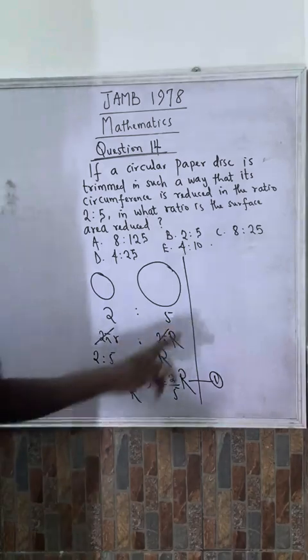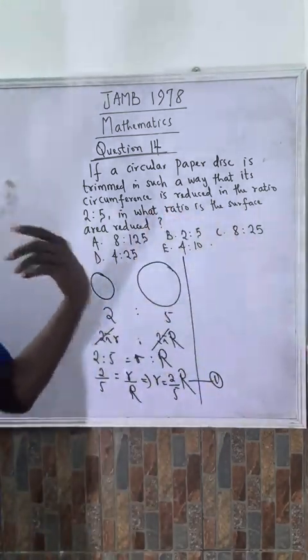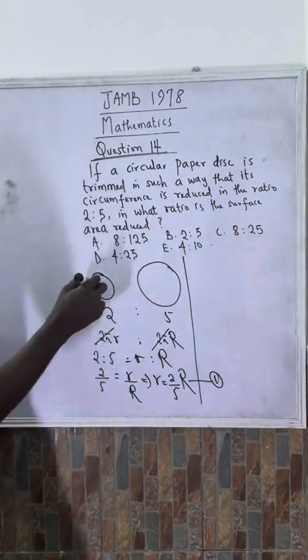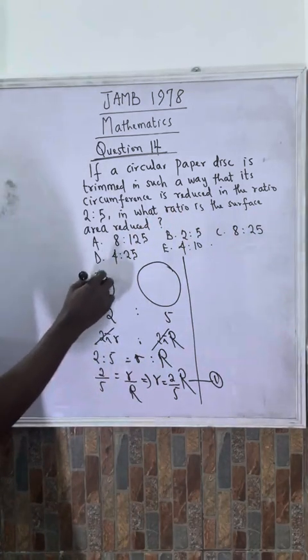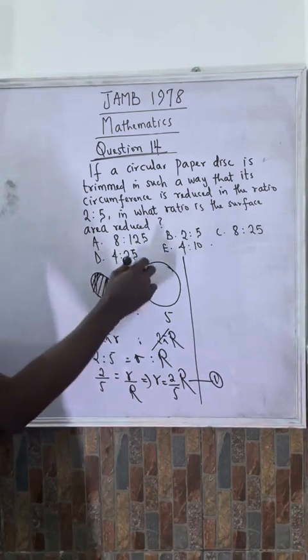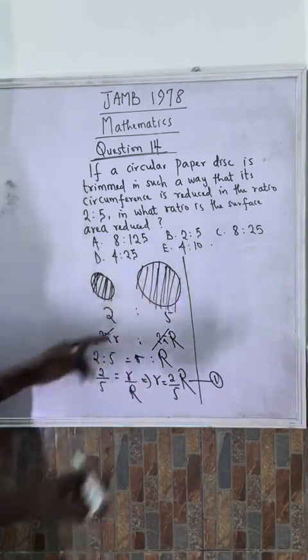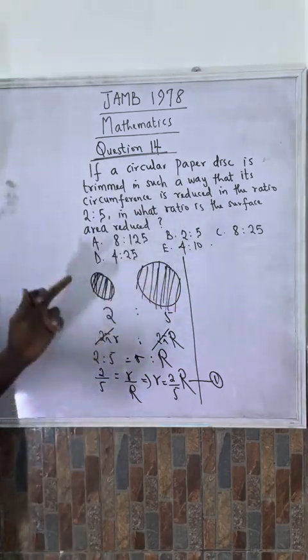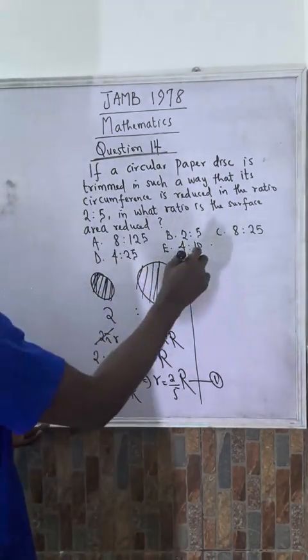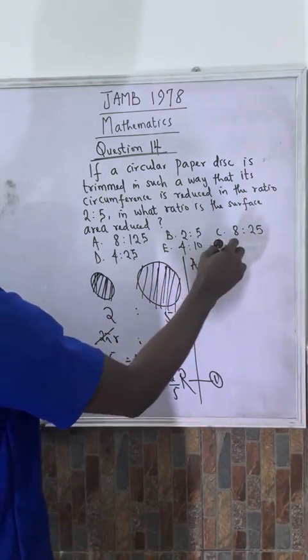Now, they asked in what ratio is the surface area. What is the area of a circle? That is the surface. What can fill up this surface? That's the meaning of area. Area is all this shaded part that I shade. That's the surface area of the circle. And you know that the area of a circle is equal to πr squared.